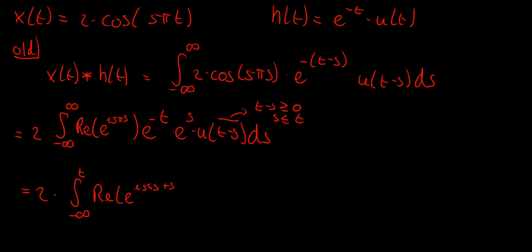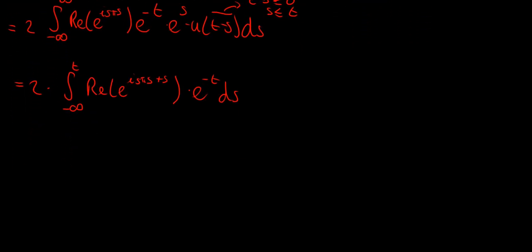So we do plus s, and then we still have e to the power of minus t ds. Now in the next step we're going to remove the e to the power of minus t outside the integration, because it is not dependent on s, and there's no variable s. And we're going to rewrite what's inside our real part.